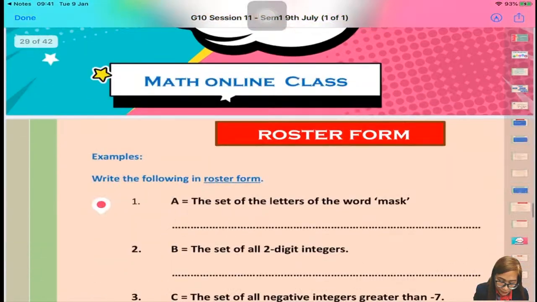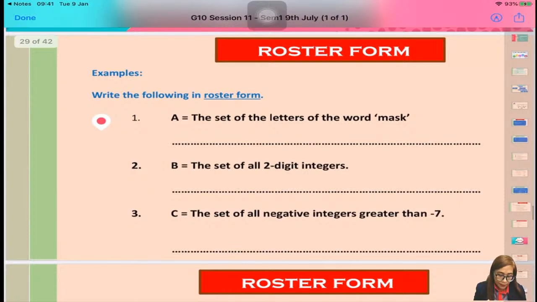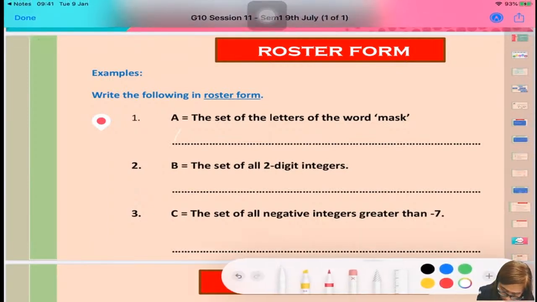For more examples, okay, number 1, write the following in roster form. So if you are asked to write in the roster form, how do we do it? How do you do it, students? Again, let us remember what is a roster form. Roster form is the form where we use a comma to separate the members of the set. So I will write A, big A. Okay, big A. So it should be this.